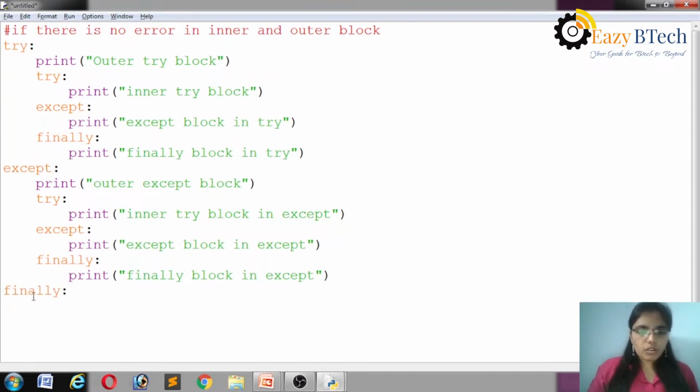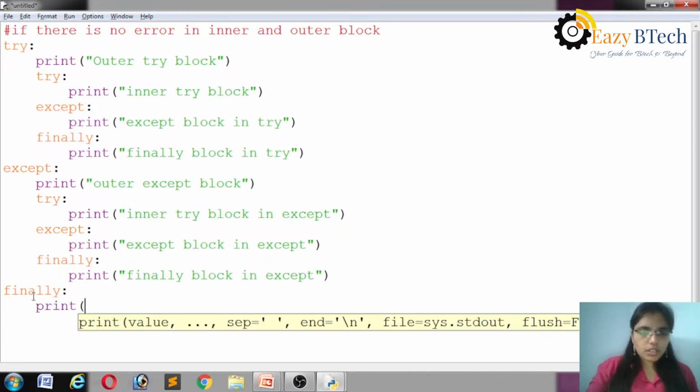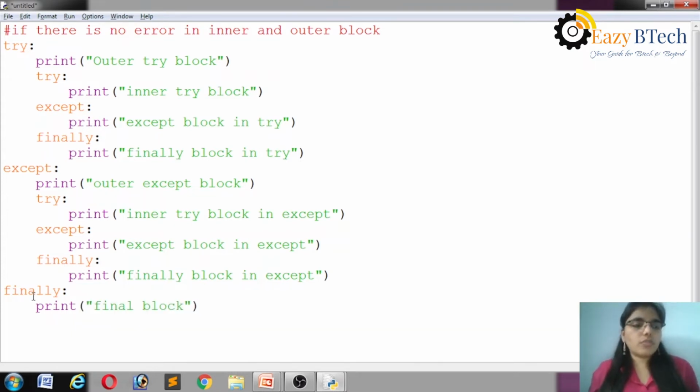In the finally block, I'm writing print final block. Here I am not taking try except blocks in the finally block.